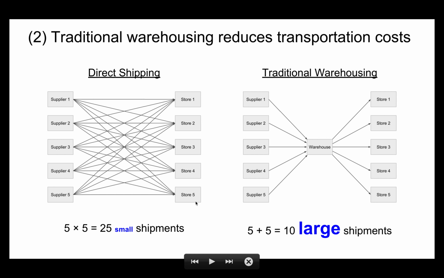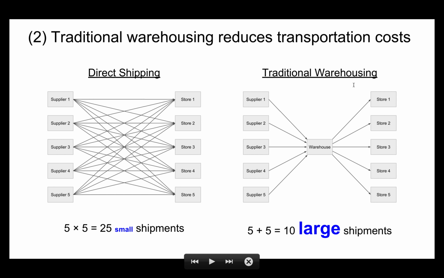To keep things simple, let's assume that every week each store needs to receive a shipment from each supplier. Under a direct shipping strategy, as shown on the left, each supplier needs to make a shipment to each store. Therefore, the supply chain needs to make 5 times 5, which is equal to 25 small shipments of small quantities.